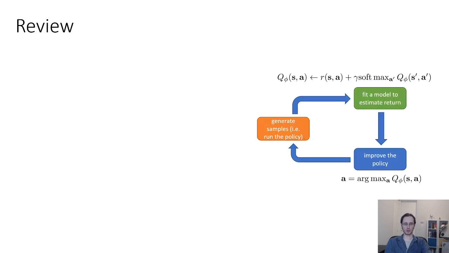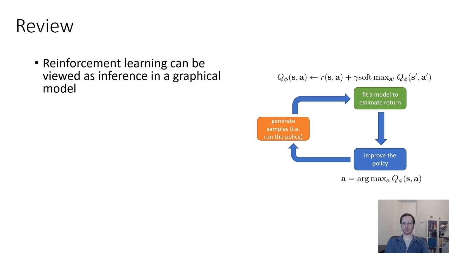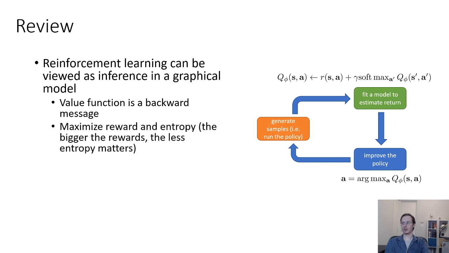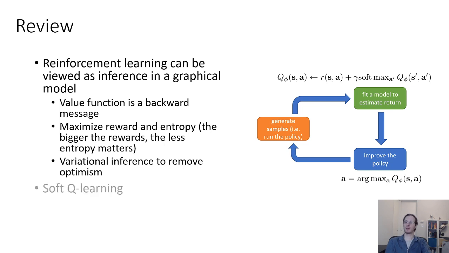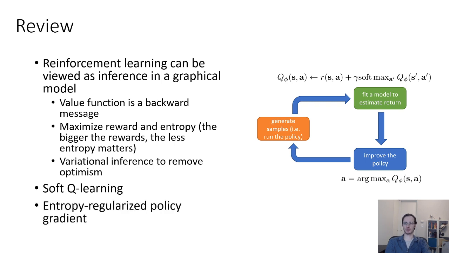All right. So just to review, we talked about how reinforcement learning can be viewed as inference in a graphical model. We talked about how the value function is a kind of backward message. And we talked about how we can maximize the reward and the entropy. And the bigger the reward, the less the entropy matters, so we can recover hard optimality. We talked about how variational inference removes the optimism problem. And we discussed how to instantiate it as either soft Q learning or an entropy regularized policy gradient procedure, but also how these two approaches actually have some pretty striking similarities.